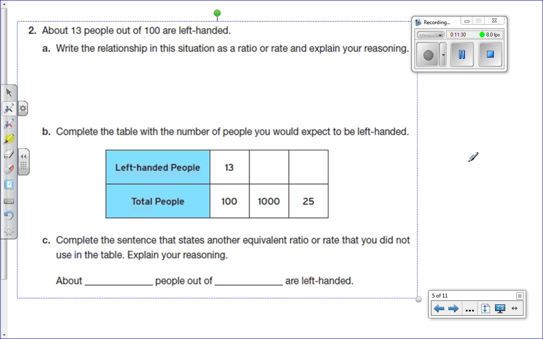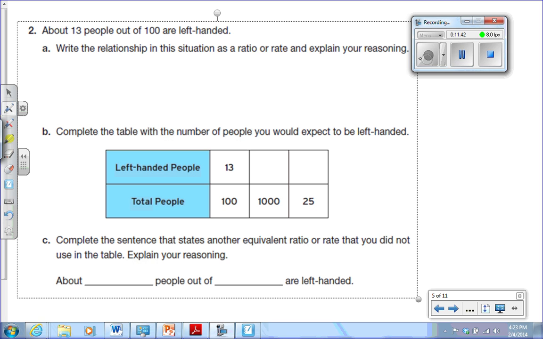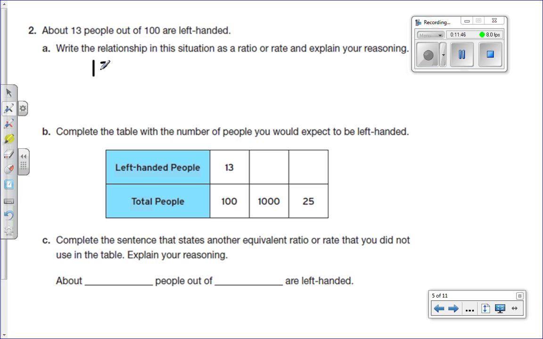Number 2, about 13 people out of 100 are left-handed. Write the relationship in this situation as a ratio or a rate and explain your reasoning. Well, in this situation, we have 13 people that are left-handed.